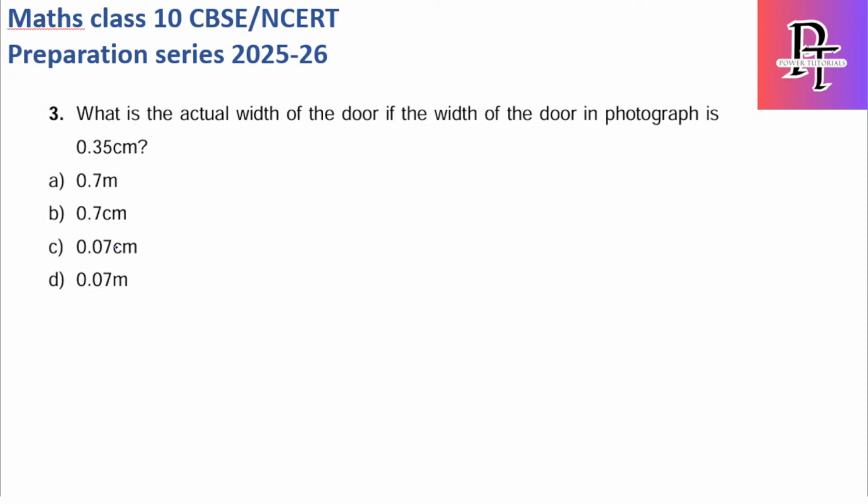So multiply into 2 means it becomes 0.35 into 2, you will get 0.7 meters, which is B. Let's move to the next one.